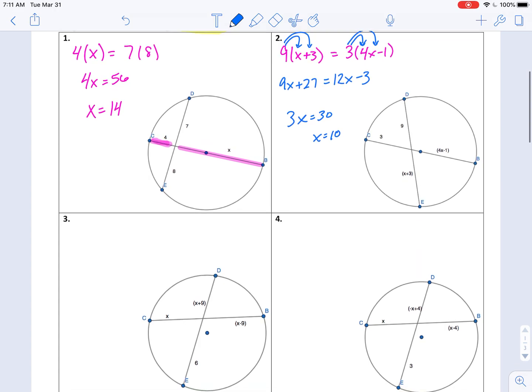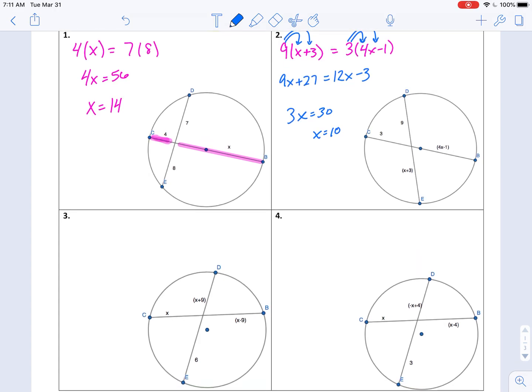All right. Now why don't you try setting up these last two here and solving for x. So again, I'd like you to pause the video one more time, and I'll leave this up here so you've got something to reference.